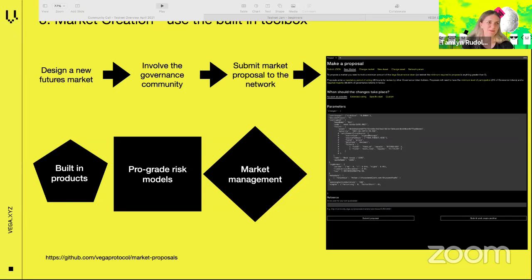So you can have rainfall and oil and, you know, the number of cats that walk up your street. You can be quite experimental with that. So you've got the built-in products of cash settled futures. These pro-grade risk models are really interesting to wrap your head around, but basically Vega also has built into it the same types of risk models, and in fact we believe even better than places like the CME or other major traditional exchanges.